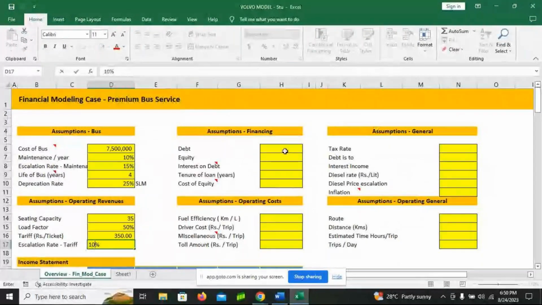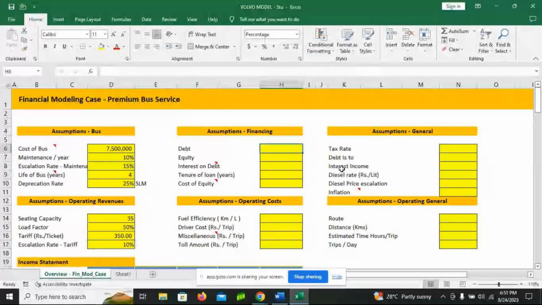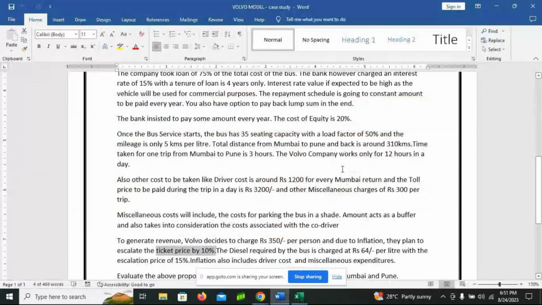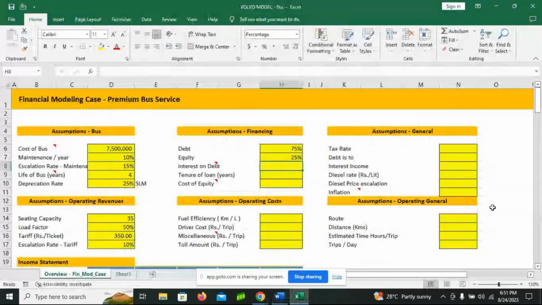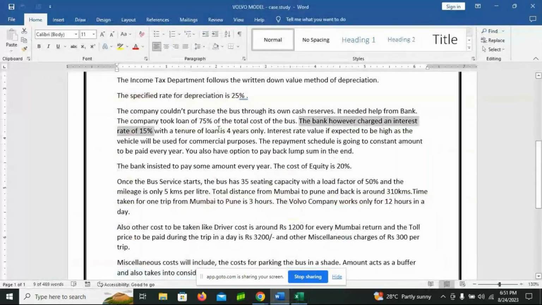Now debt. The debt percentage is 75%. Equity automatically becomes 25%. Interest on the bank loan: the rate of interest will be 15%. The tenure of the loan is 4 years, so we are going to take the bank loan for 4 years. Then the cost of equity, we will do it later.